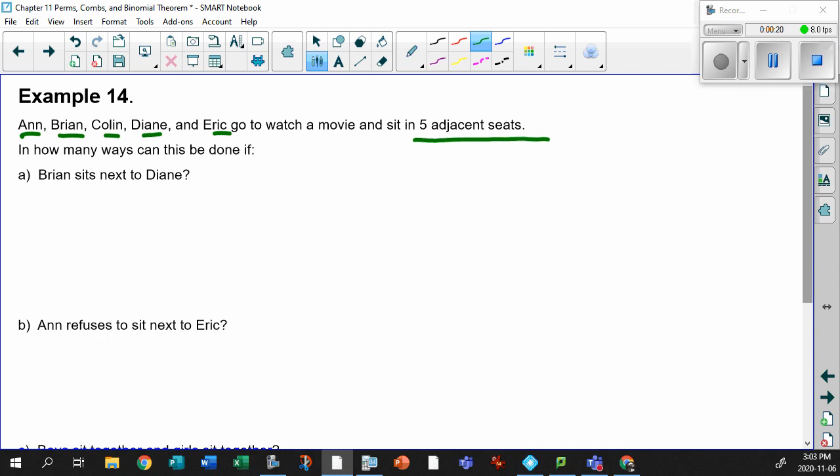The conditions are, oh, guess what? Aw, Brian wants to sit next to Diane. Aw, they must be dating. Aw, you're so sweet. Okay, stop.